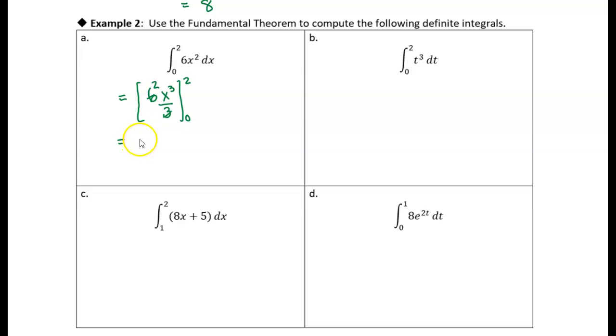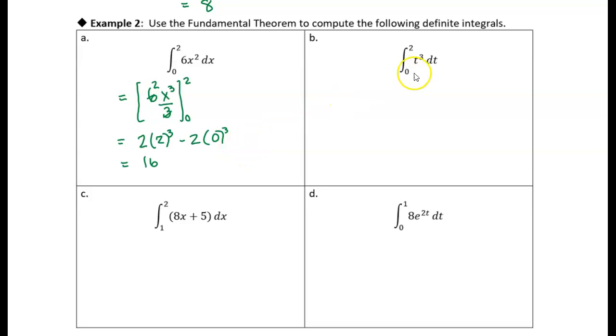All right, so then I have 2, and I'm going to take the upper limit of integration first and evaluate it there. So it's going to be 2 cubed, and then minus 2 times the antiderivative evaluated at the lower limit of integration, which is 0. So 0 cubed. All right, that 0 cubed is just 0, so we just have 2 times 2 cubed. 2 cubed is 8. 2 times 8 is 16. So the answer to this first problem is 16.